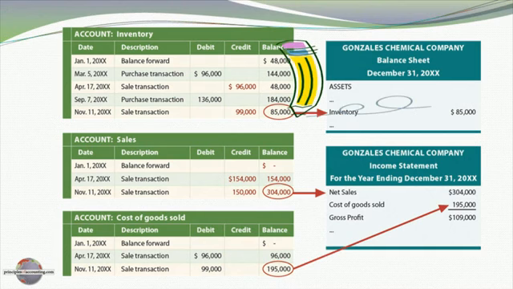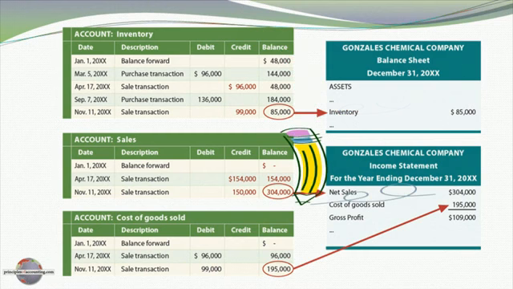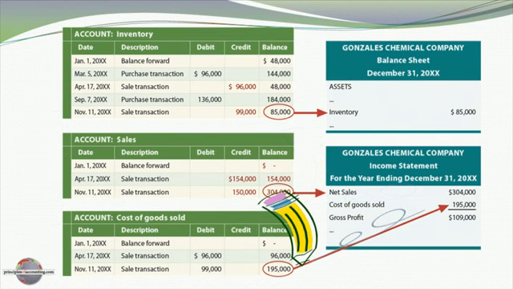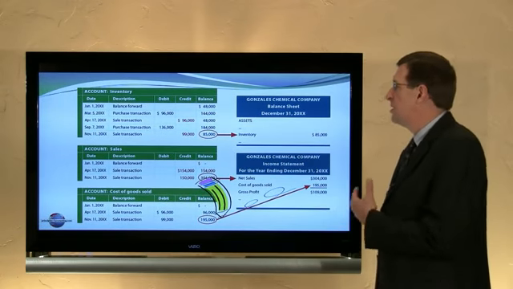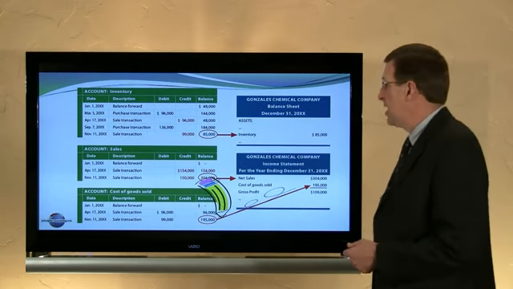We wound up with $85,000 in our inventory account in the ledger, which also appears on the balance sheet as inventory. Sales, we had two sales transactions that came to a total of $304,000, which is the amount that appears on the income statement for sales. And then we have the amount of cost of goods sold consisting of the two layers that we calculated, $96,000 and $99,000. Total is $195,000, which carries into the income statement. So we're simply picking up from the ledger the balances to present them in the balance sheet and income statement.